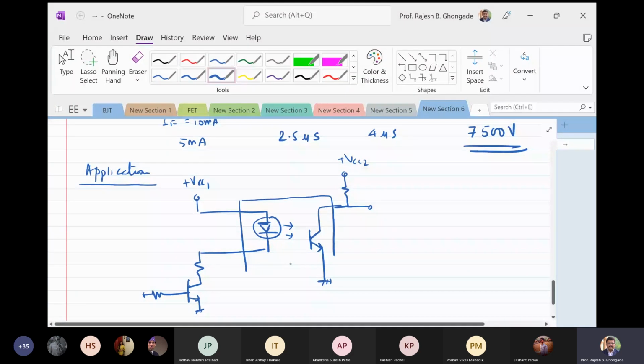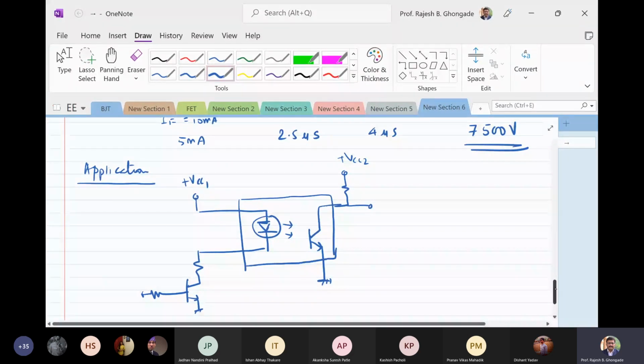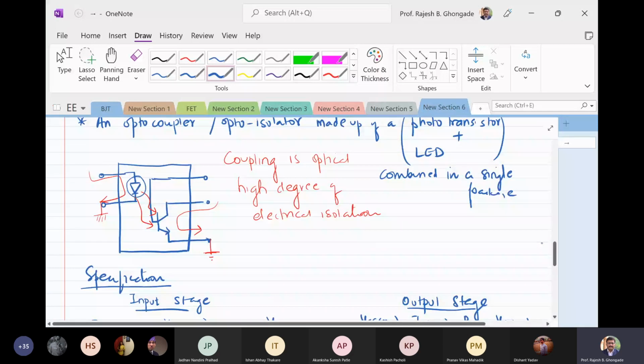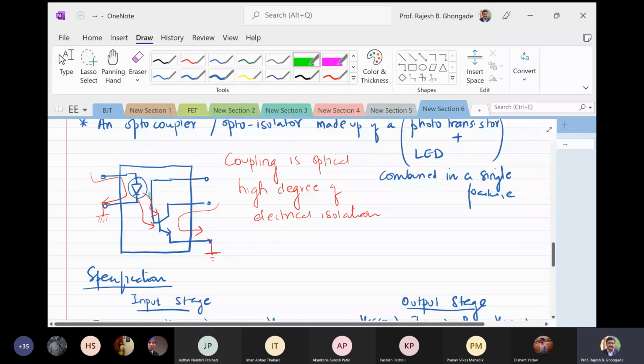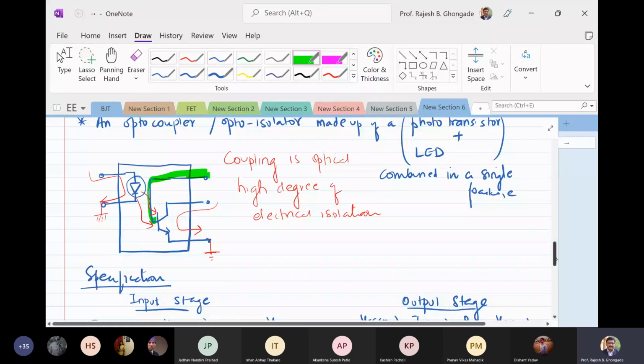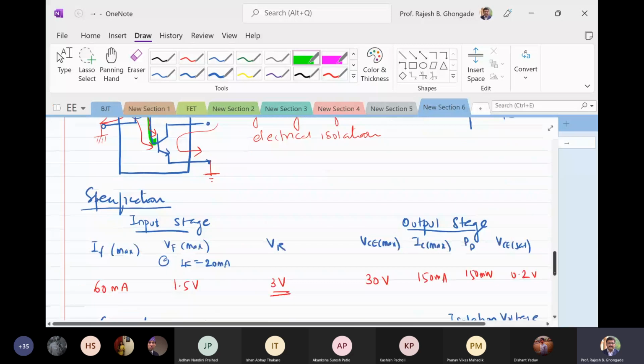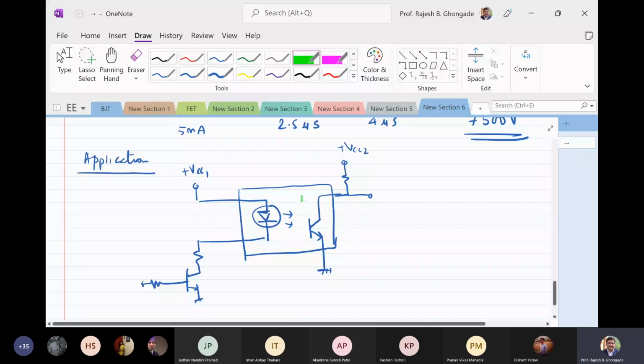Remember that even though the base is there as a pin, it is not used many times. This is never used. This pin is left open. So you have a ground here, and you can have a different ground like this. So this is how you can have the isolation between the two circuits.